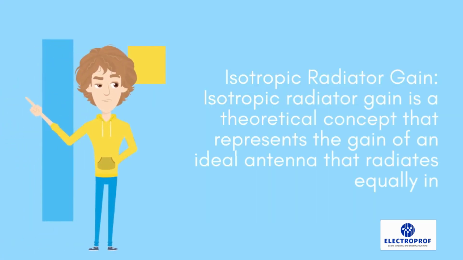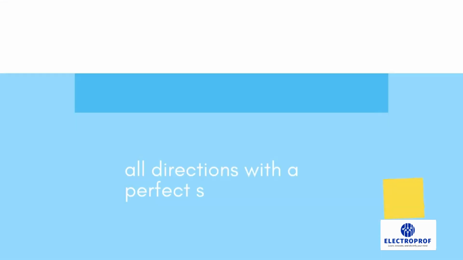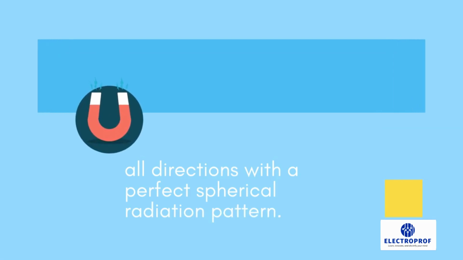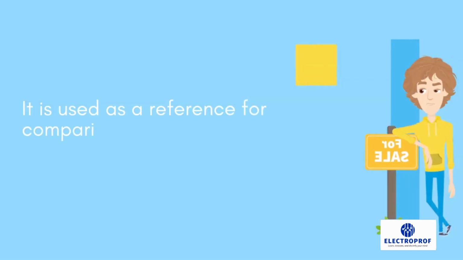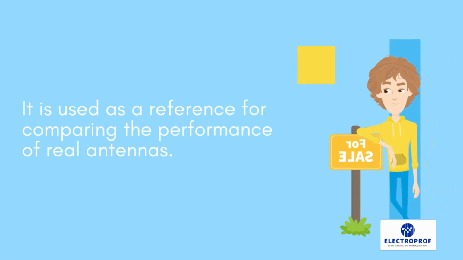Isotropic radiator gain. Isotropic radiator gain is a theoretical concept that represents the gain of an ideal antenna that radiates equally in all directions with a perfect spherical radiation pattern. It is used as a reference for comparing the performance of real antennas.